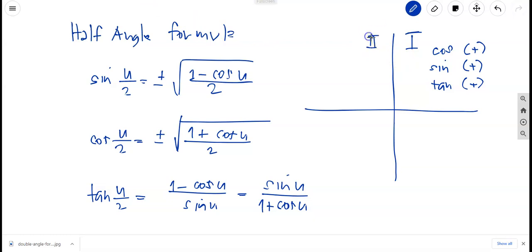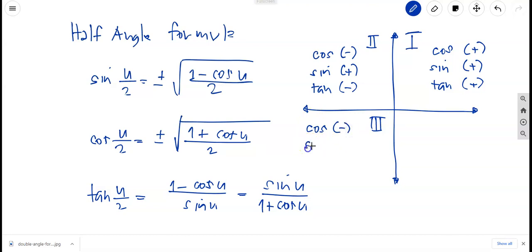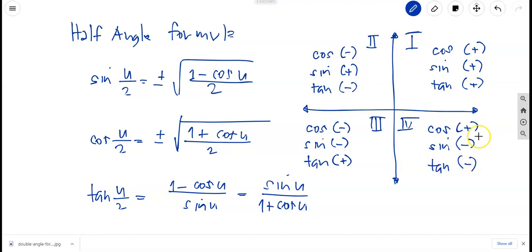How about in quadrant number 2? With our x and y coordinates, cosine is negative and sine is positive, and because sine over cosine is negative, tangent is negative. For the third quadrant, cosine is negative and sine is also negative, therefore tangent, sine over cosine, negative over negative, is positive. For quadrant number 4, cosine is positive, sine is negative, and tangent becomes negative. So these are the signs, depending on which quadrant it lies on.